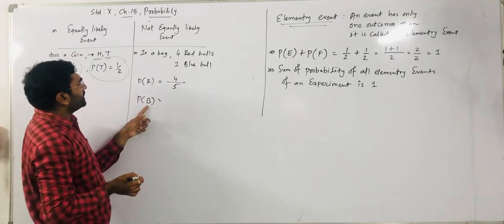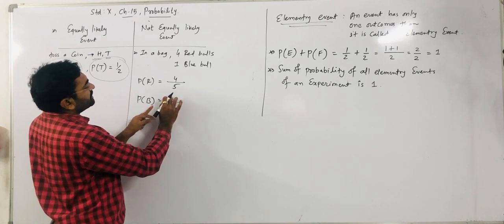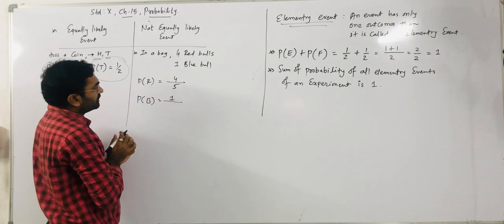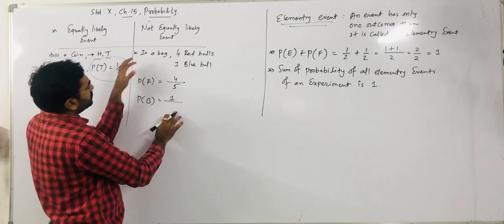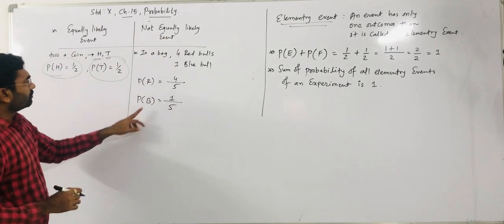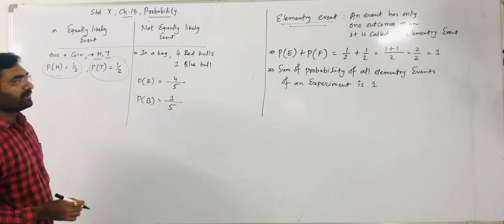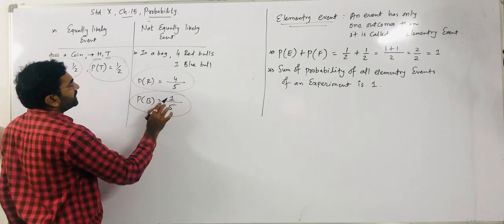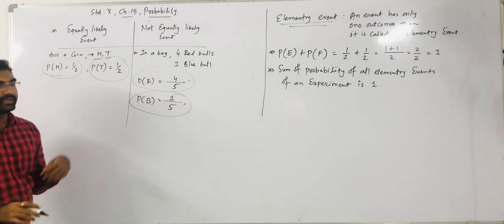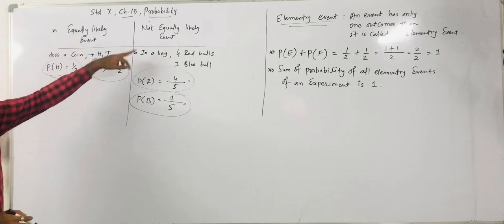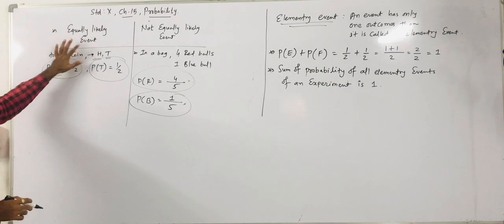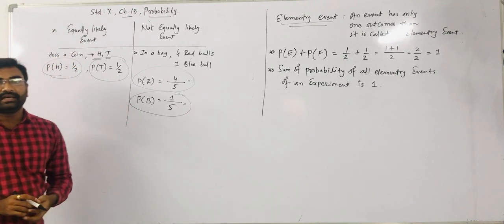And for finding the blue ball's probability, in the numerator we write the favorable outcome of the blue ball. In the bag there is 1 blue ball, so in the numerator we write 1. In the denominator we write the total number of balls. So in the bag the total number of balls is how many? 5. So we write 1 by 5. So the blue ball's probability is 1 by 5, the red ball's probability is 4 by 5. So observe that both events' probabilities are not the same, right? Or you can say not equally likely. Okay, so that is the difference between equally likely event and not equally likely event, right? In our textbook, we have to consider them as equally likely events.